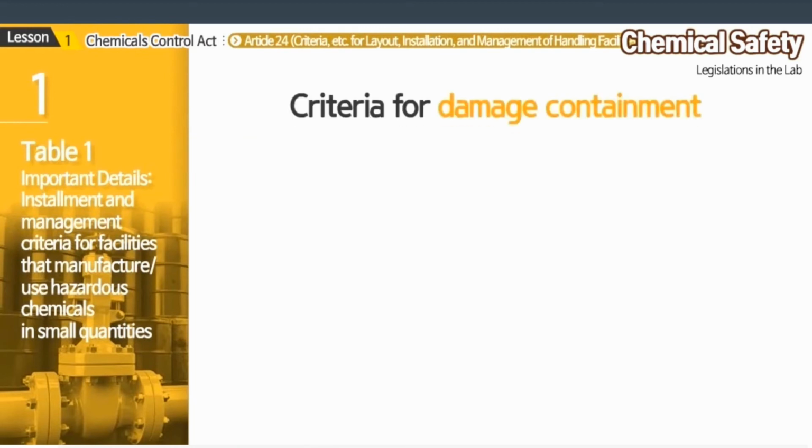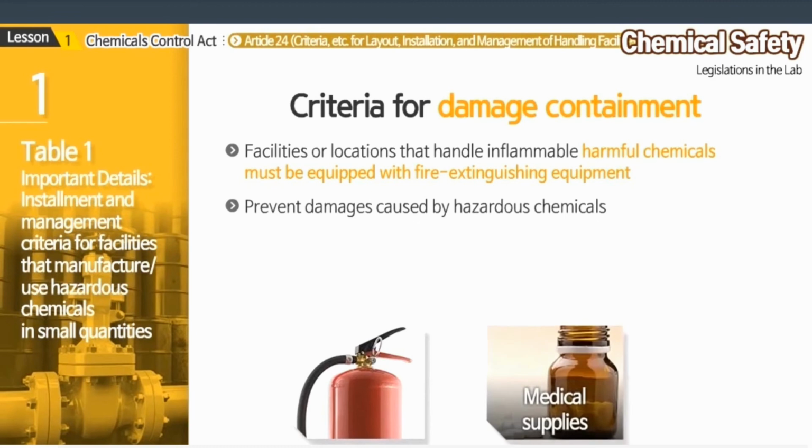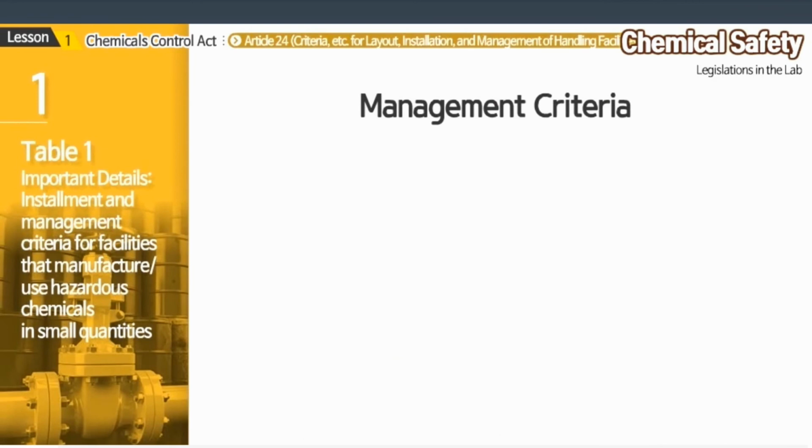Moving on, we have the criteria for damage containment facilities. First of all, facilities or locations that handle inflammable, harmful chemicals must be equipped with fire-extinguishing equipment. And to prevent damage by hazardous chemicals, labs must have medical supplies and disaster prevention equipment on hand. Then what about the management criteria?